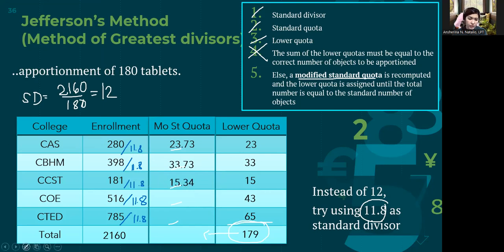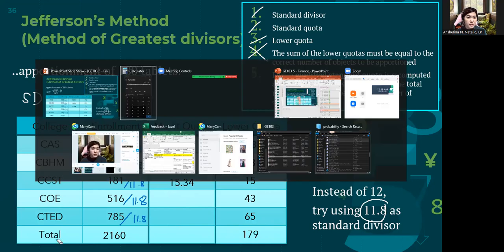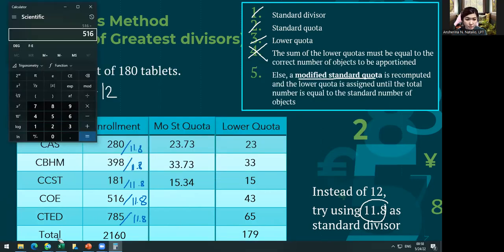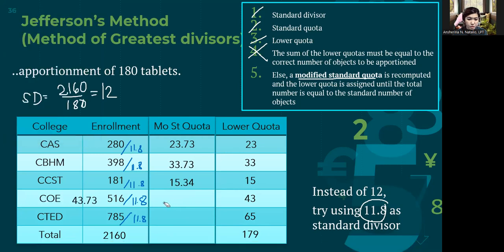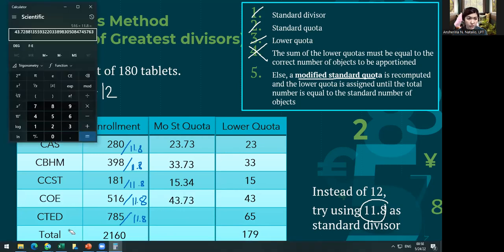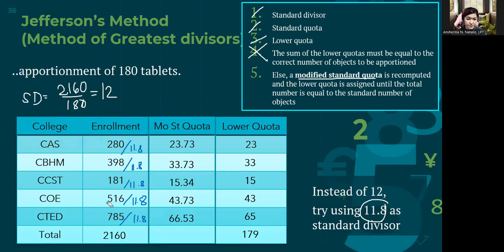15.34. Okay. Next is 516 divided by 11.8, 43.73. Okay, correct. And then 785 divided by 11.8, 66.53.